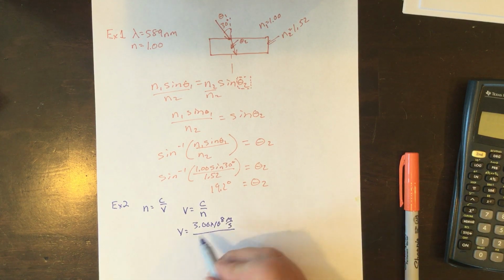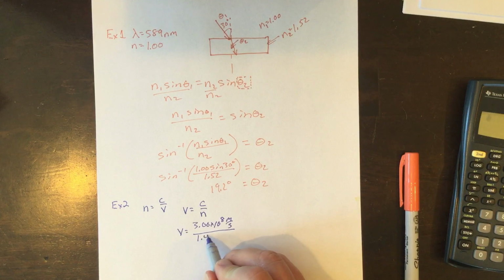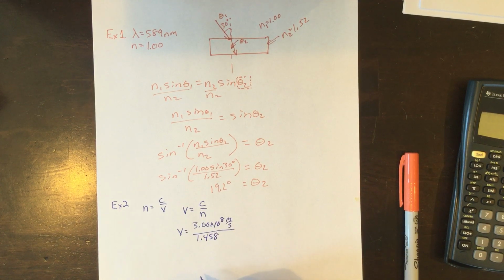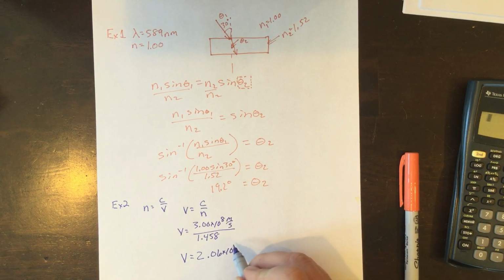And it tells us that the index of refraction of that fused quartz is 1.458. Remember, index of refraction is a ratio, so we don't need to worry about units because they would cancel out. They'd be the same unit. So we get 2.06 times 10 to the 8th meters per second.